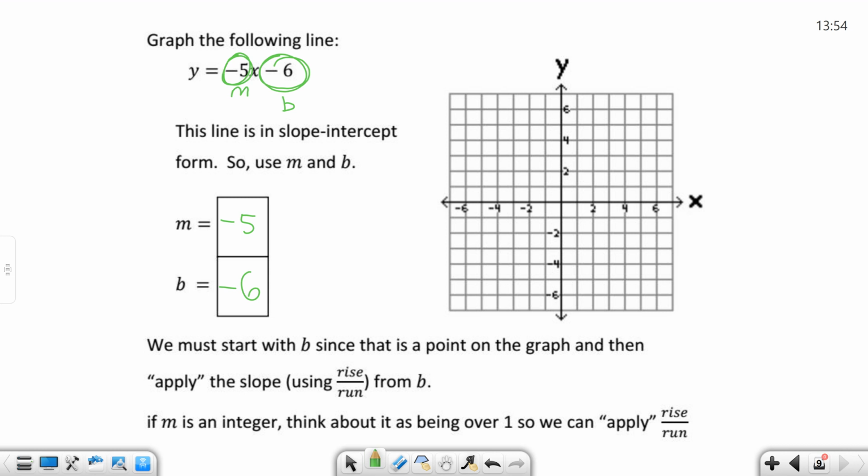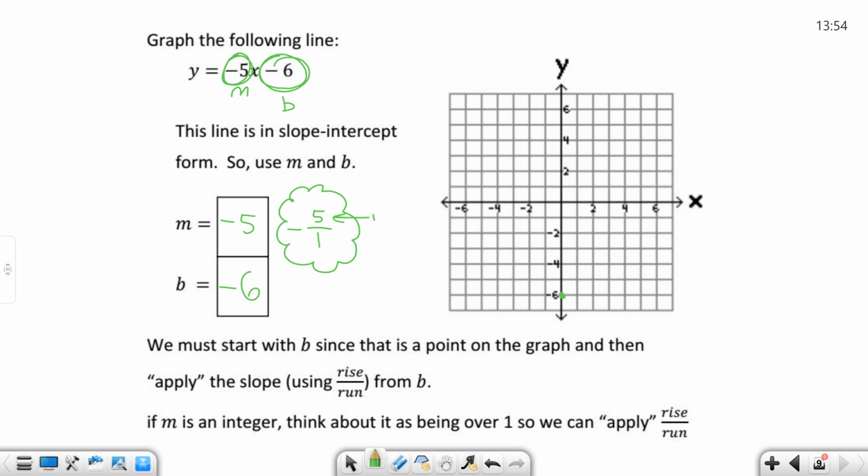So again, we must start with b. In this case, what is b? Negative 6. So where do I go for negative 6 being little b? That's right, we go down from the origin 6 units. So all the way down here, there's little b. And from that point, how do I apply my slope of rise over run? Well, again, I'm going to come out here in a little thought cloud, and I'm going to put negative 5 over what? 1, right? I'm going to think about it as being over 1 because it's an integer, right? Negative 5 is an integer. So let's think about it as being over 1.